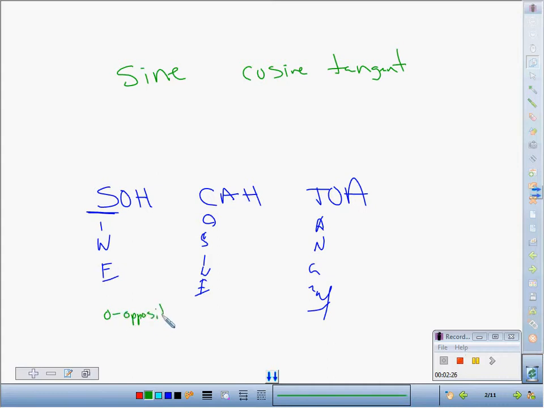I'll explain all this here in a moment. A is going to stand for adjacent. Like, for an example, my room and Mr. Dreyer's room are adjacent rooms because they're touching each other. Adjacent means they're basically touching each other. And H is going to stand for hypotenuse. Okay, so out of these letters that are left over, O, A, and H, it's all about opposite, adjacent, and hypotenuse.